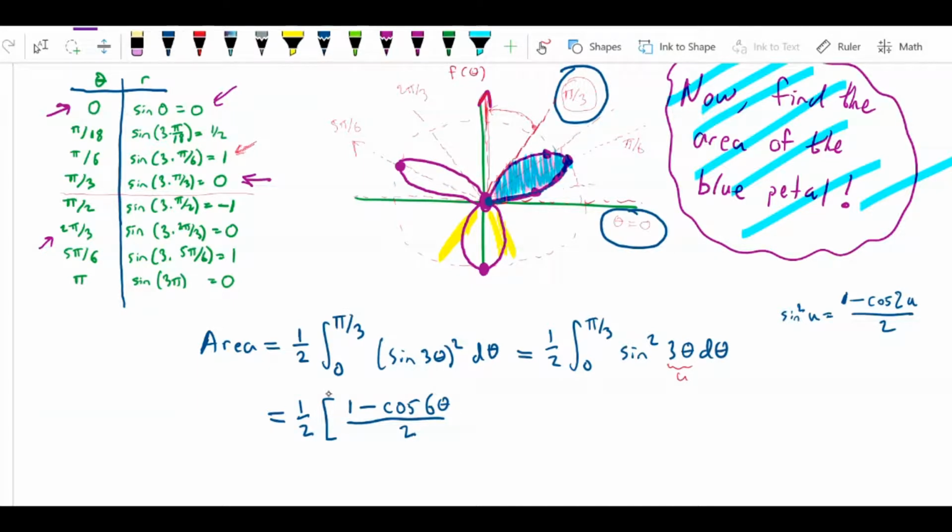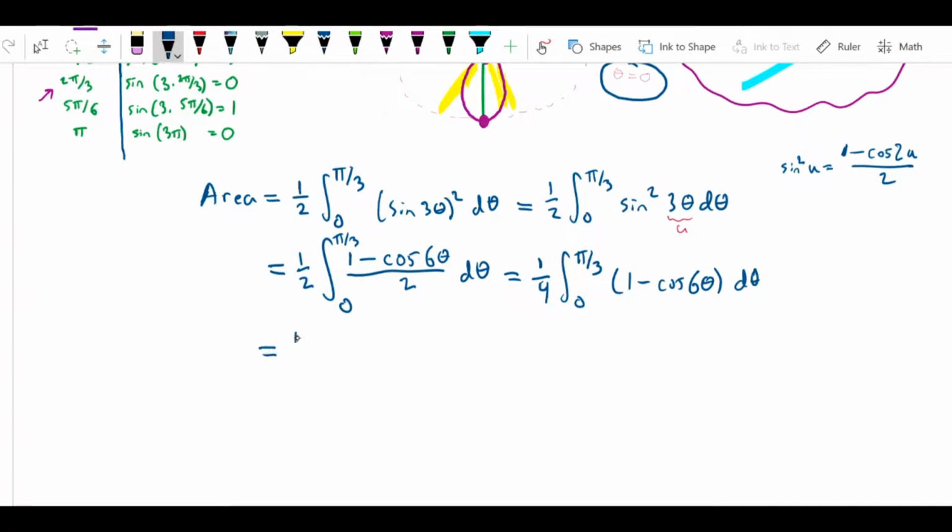Or sorry, I haven't done an antiderivative yet. I'm just converting this. So this is going to be the integral from 0 to pi over 3 of that expression. So this now becomes 1/4 integral from 0 to pi over 3 of 1 minus cosine 6 theta d theta. That equals 1/4. Now we're ready to integrate. That's going to be theta, and then minus 1/6 sine of 6 theta, and that goes from 0 to pi over 3.